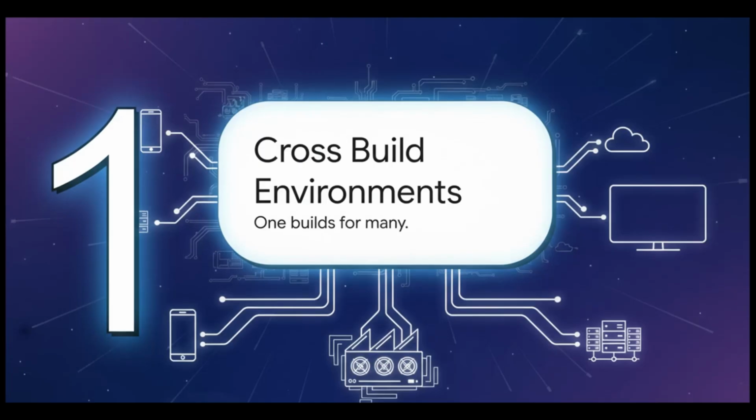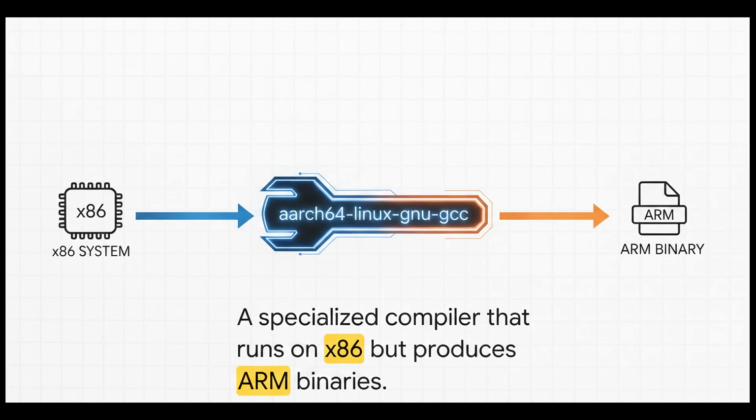And that massive scaling headache brings us to Section 1, the cross-build environment. One powerful machine building for many architectures. So instead of building directly on target hardware, what if one really powerful machine acted as a factory? Now, what's really interesting about this process is the specific tool that makes it happen.